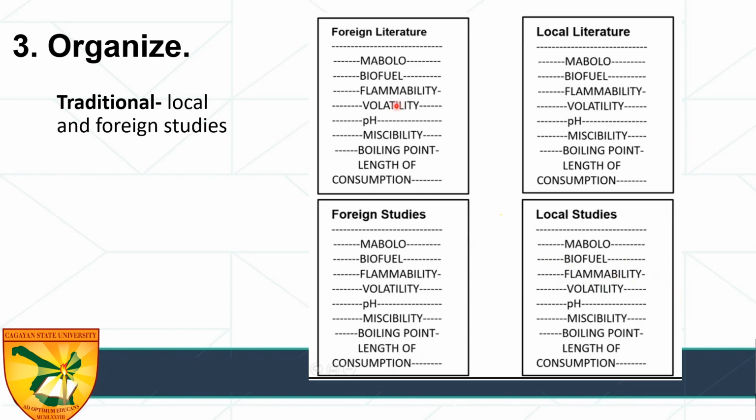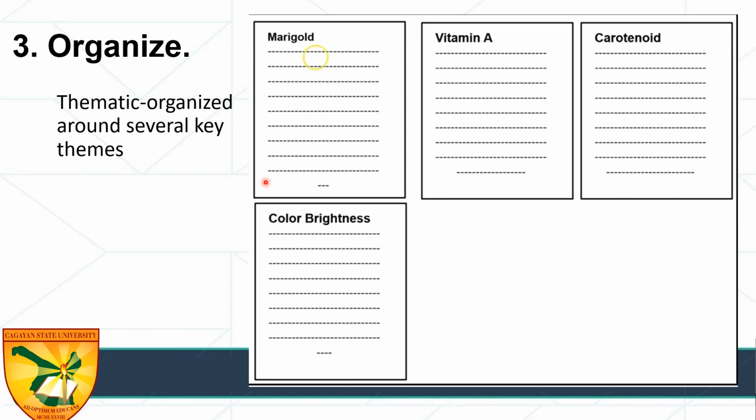When you organize your RRLs in the traditional method, you will separate the local and the foreign studies. So you have foreign literatures, foreign studies, local literatures, and local studies about each of the variables in your specific objective. But when you do a thematic method, it is organized around several key themes.